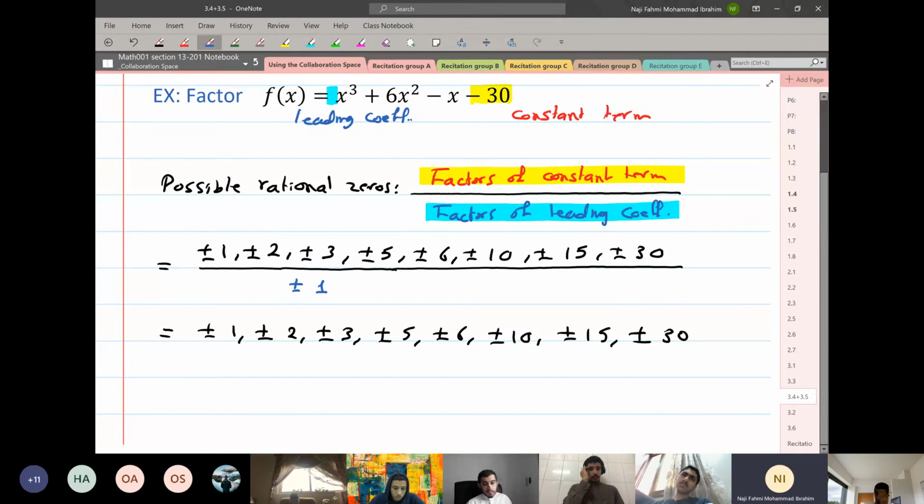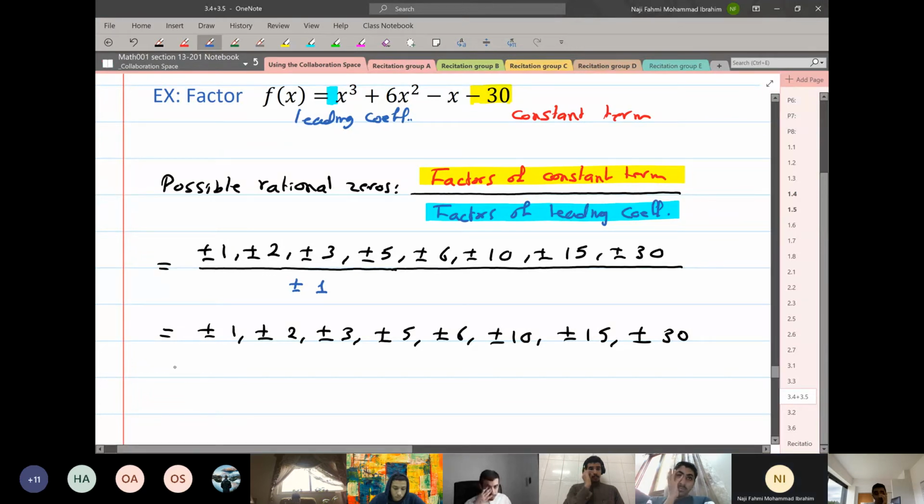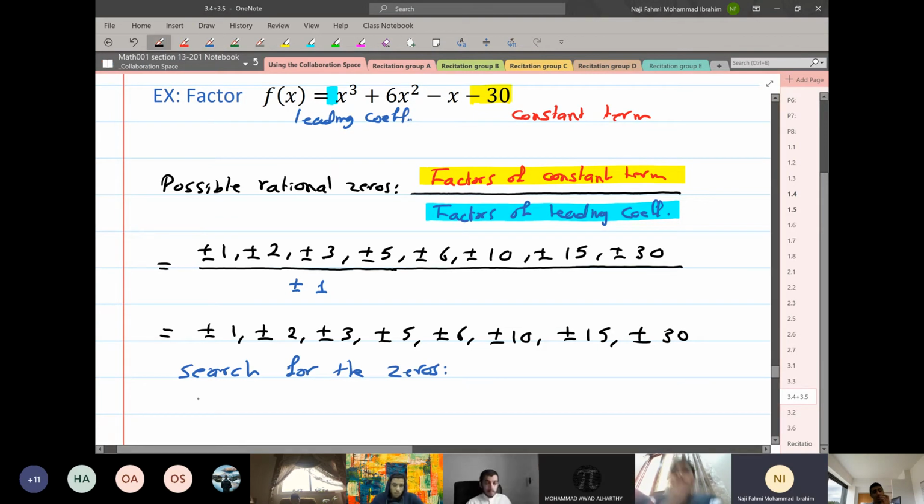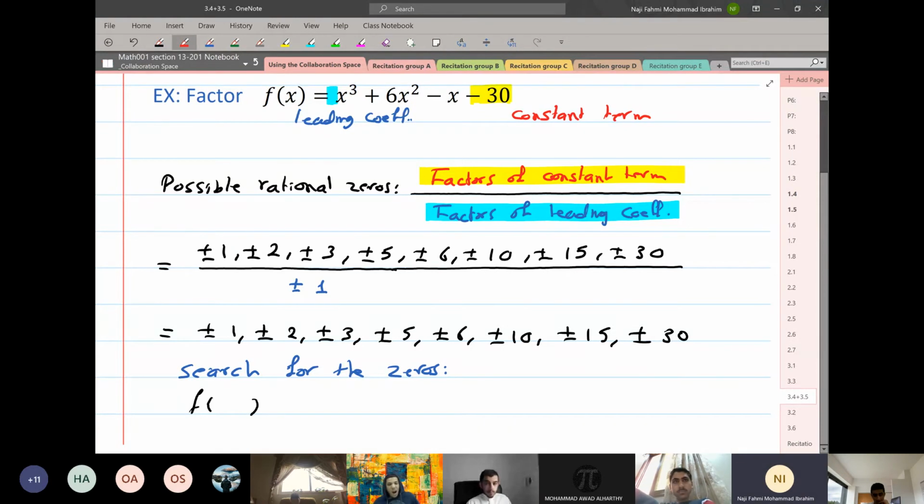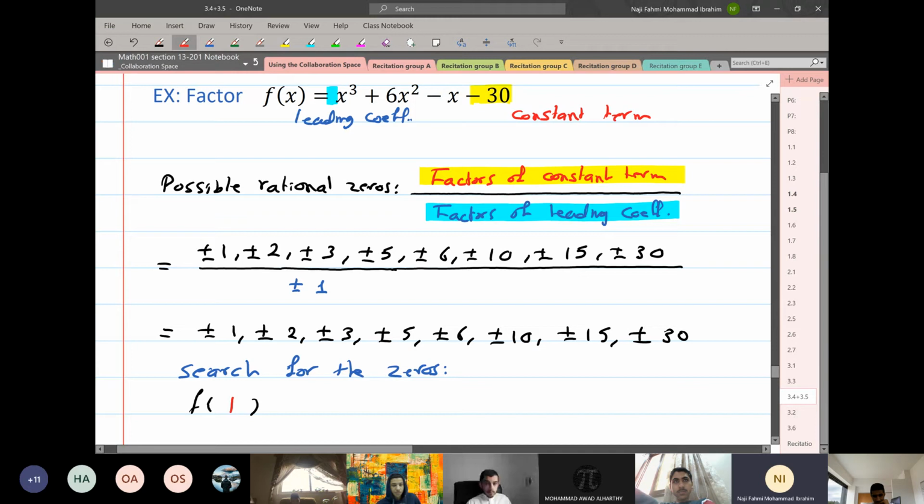Now, our second step is to start searching. We need to search for the zeros. How do I search? I have to start substituting. What's my first possible zero? It's 1. I have to find f of 1.